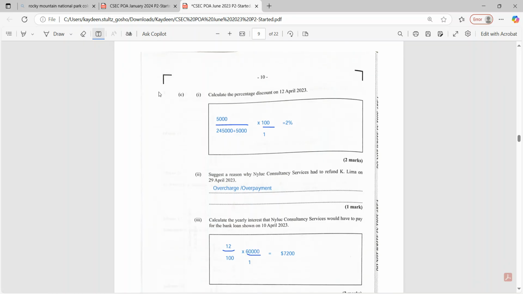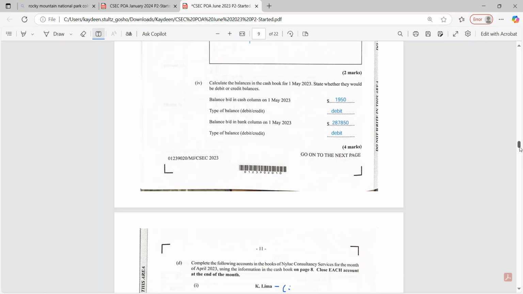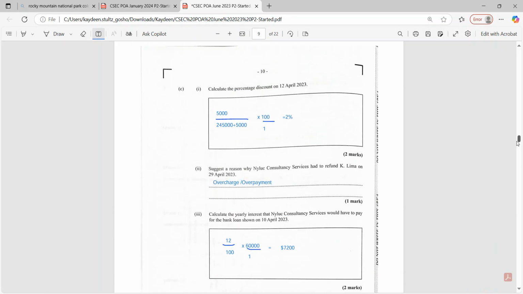C says calculate the percentage discount on the 12th of April 2023. All right, so let's look at the 12th of April 2023.